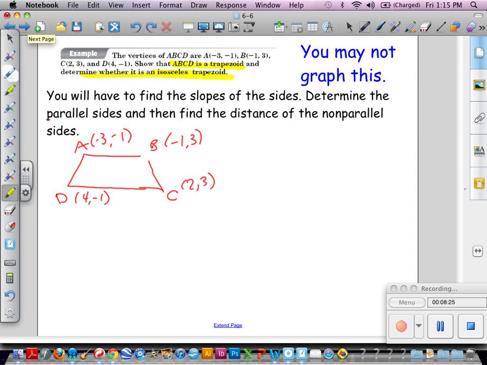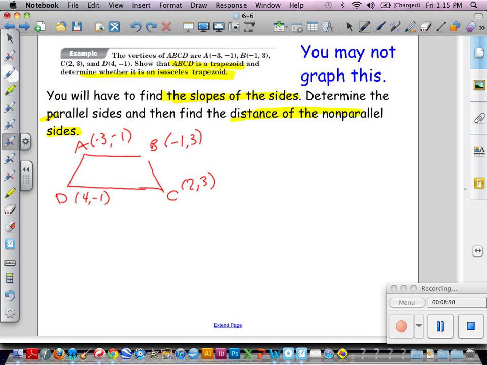So trapezoids have 1 set of parallel sides, so that's what we're going to have to do, the slopes. We're going to figure out what we have for parallel sides right there, and then we're going to have to do the distance formula on the non-parallel sides to decide if I have isosceles. I already drew a rough sketch of mine, so if you want to pause the video to get your rough sketch done, I'm going to move on.